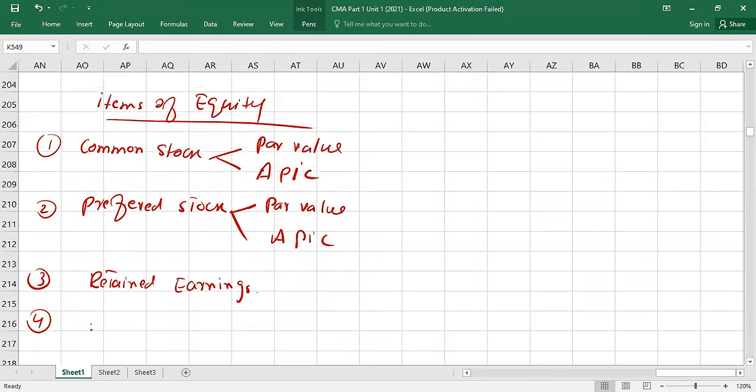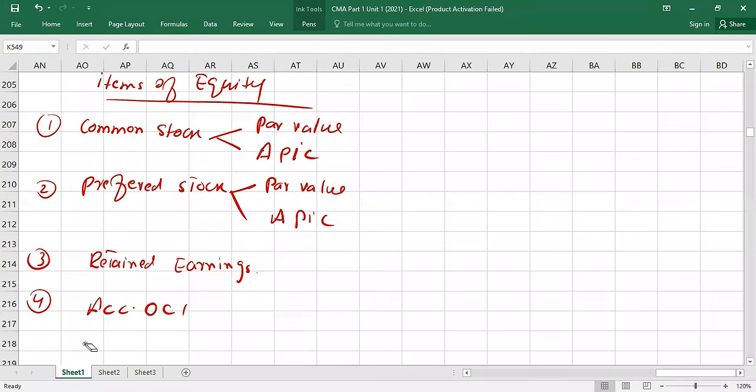Fourth item you might have is accumulated OCI. OCI stands for other comprehensive income. We will study these things; I am just giving you an idea today. Then you might have the fifth item with the name of treasury stock.